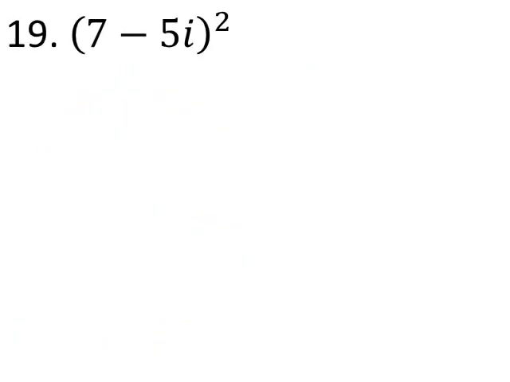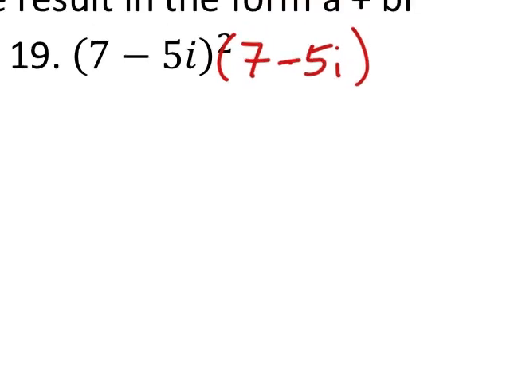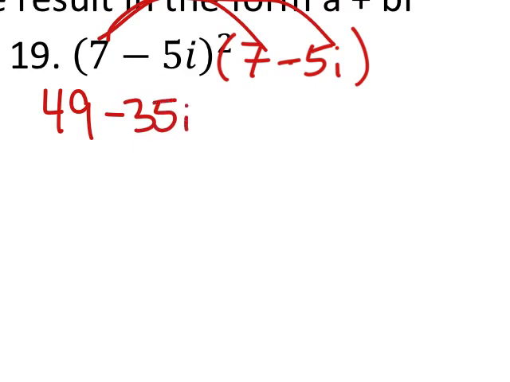Alright, let's take a look at 19. So we're going to square this. I'm going to go and write this out just so we can see what it is. And now I will use the FOIL method. 7 times 7 is 49. 7 times -5i, -35i. -5i times 7, -35i.